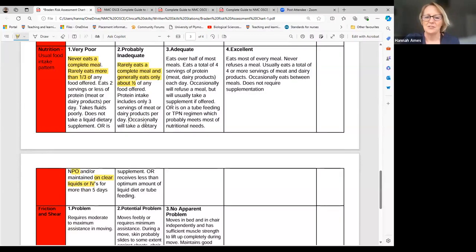And they might have some dietary supplements as well. Okay. And then 3 is adequate. So eats over half. You see how the wording is different. For 3, it's over half. For 2, it generally eats only about a half. And then 4 is just normally eats every meal, doesn't refuse a meal, and kind of no issues there with nutrition.